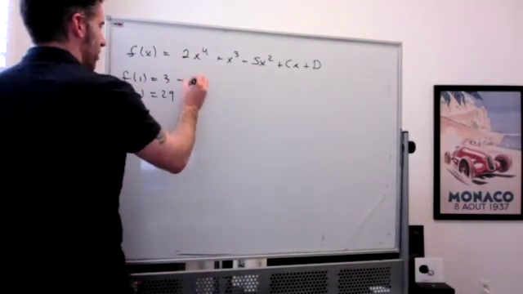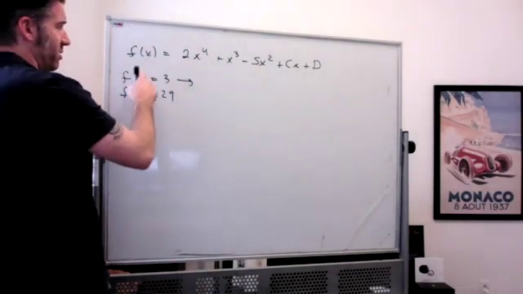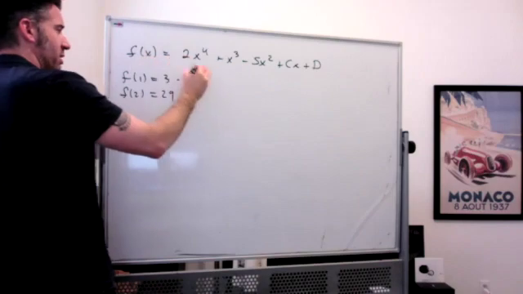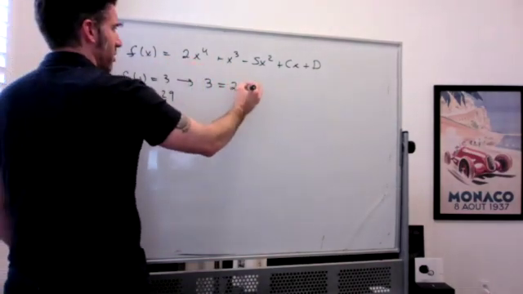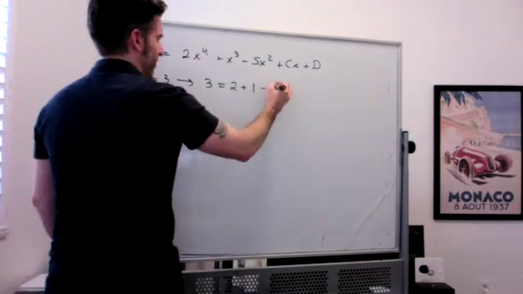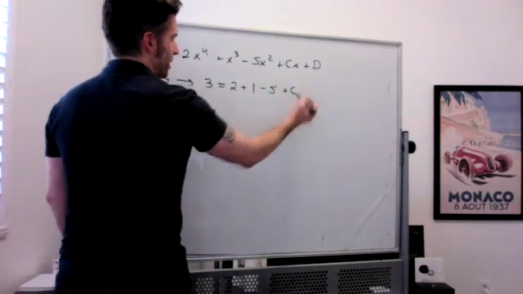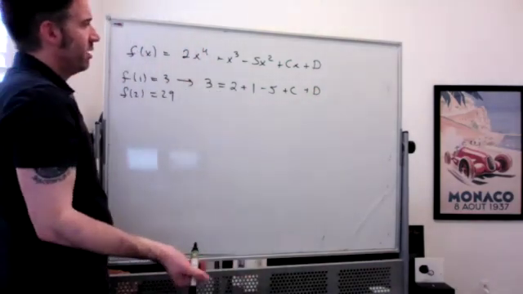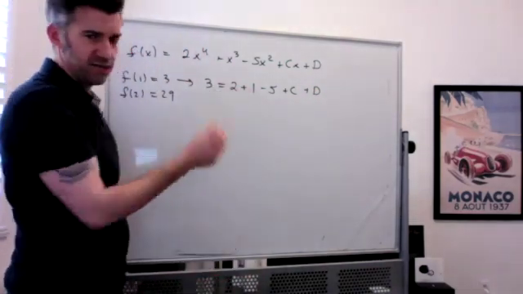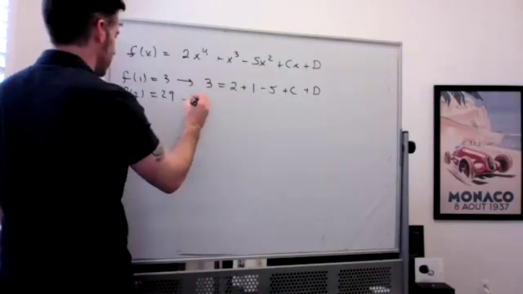So from here, f of 1 is going to be 3. I'm plugging in 1 for x. I'm getting f of 1 is 3. And on the right hand side, I'm getting 2 times 1 plus 1 minus 5 times 1 plus c times 1 plus d. And we can't solve for c or d yet. So let's plug in this one.